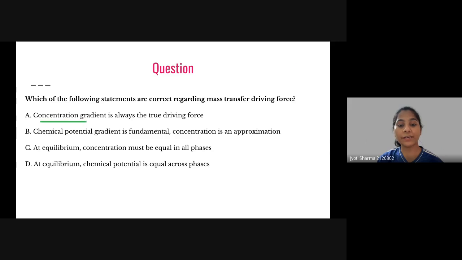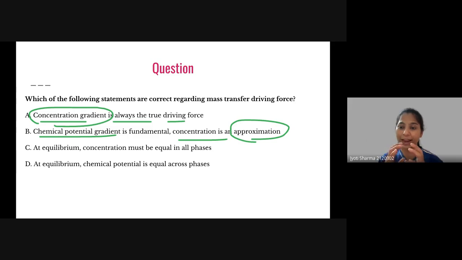So concentration gradient is always the true driving force, but what I'm saying is it is not the concentration gradient, it should be the chemical potential gradient that is determining the true driving force. Concentration is just the approximate. We can have some idea where it should move, but it is not 100% that if there is a concentration gradient, then there will be movement. No, this is just the approximate, right? So this one is not right, this one is right.